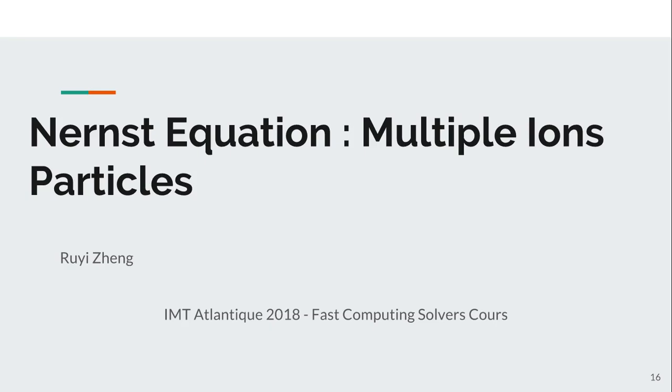Okay, now I will introduce something about multiple ions in particular. As he has said, the Nernst equation is very useful for electric potential, but only when there is a single kind of ion in the solution. Is that so simple? Of course not.